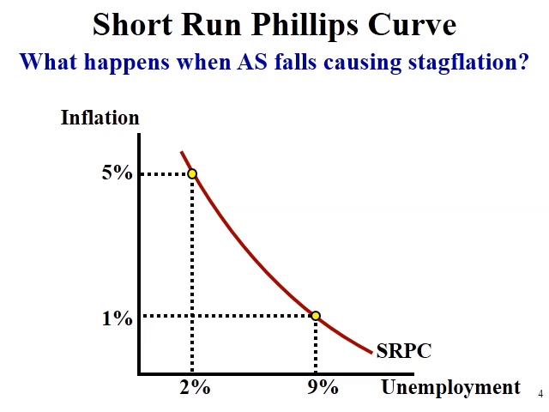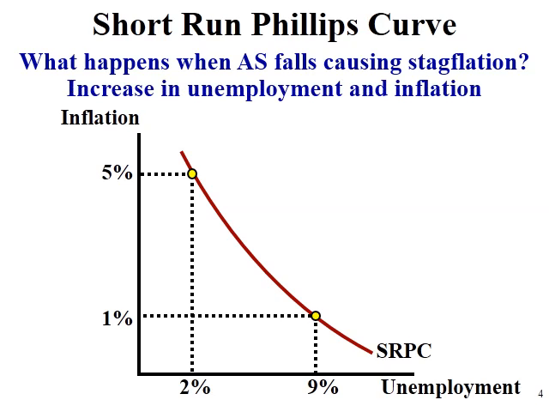Now, those were both examples when aggregate demand would shift. What we're going to look at now is what happens if aggregate supply were to fall or to decrease, leading to our scenario of stagflation. It's when unemployment is high and inflation increases. And so what we notice is because our graph is an inverse relationship, it's impossible to move along the curve and move into a position where stagflation could be represented.